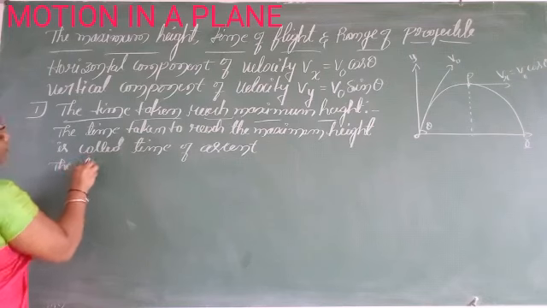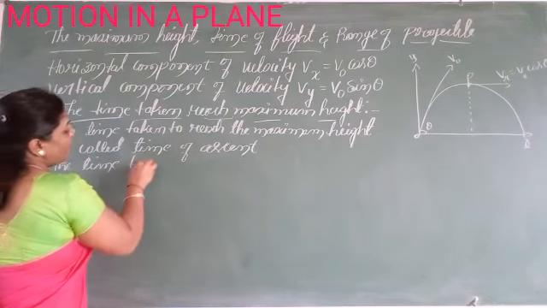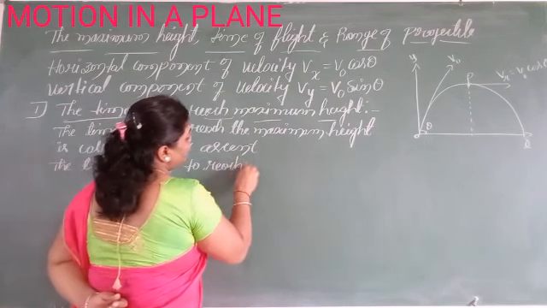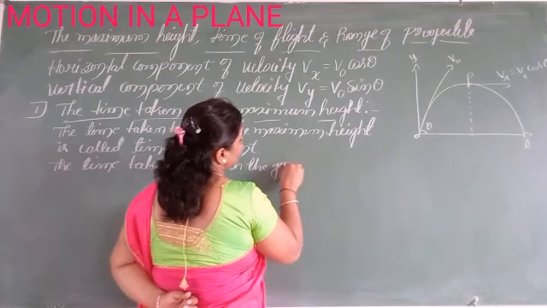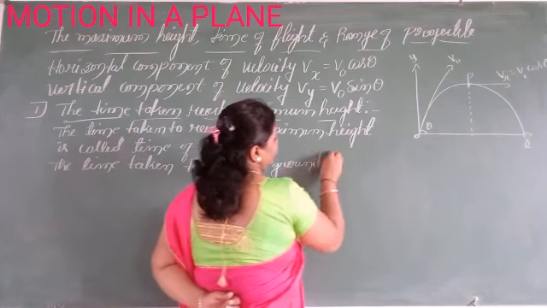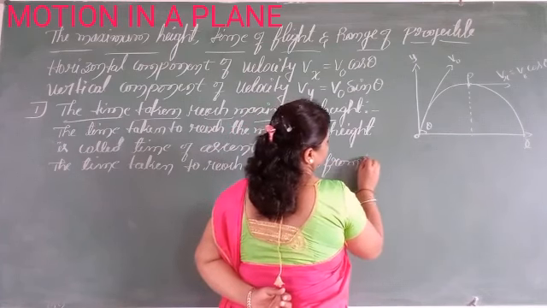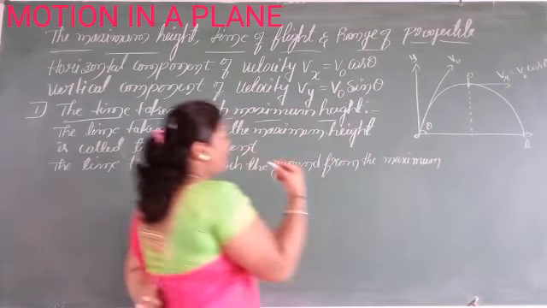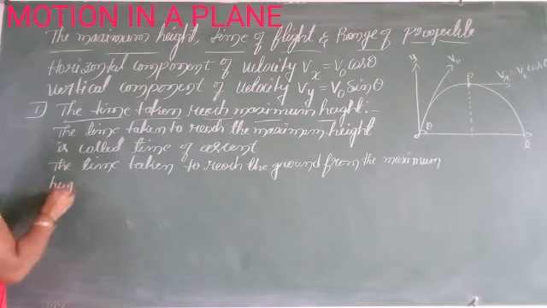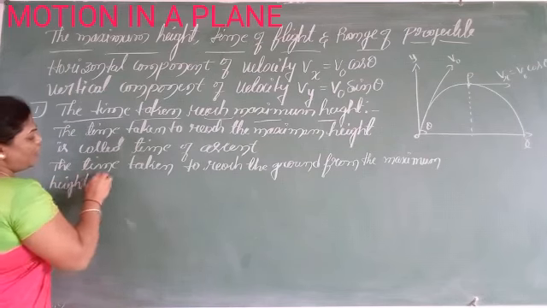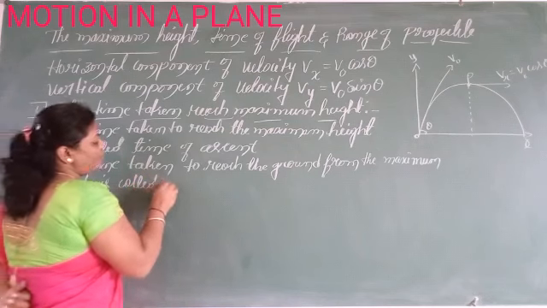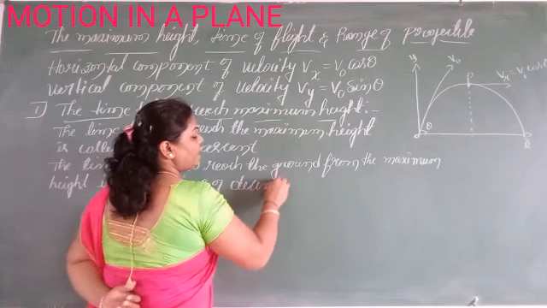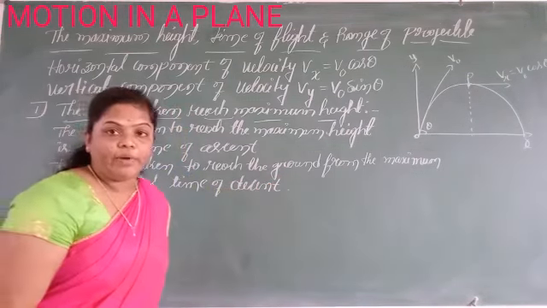The time taken by the projectile to reach the ground from the maximum height is called time of descent. Time of descent for coming down, time of ascent for going up.